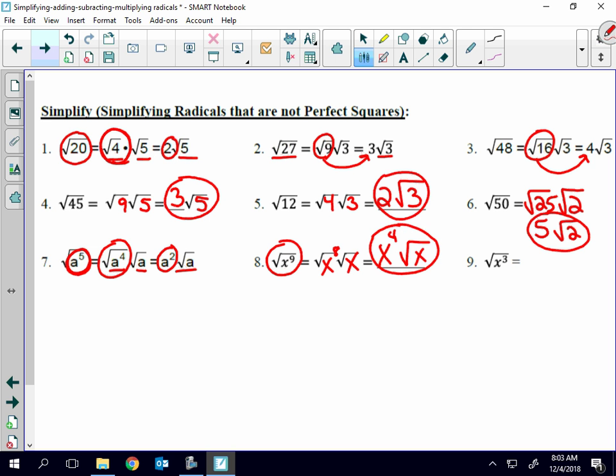All right, x to the 3rd, I'm going to write it below here because I have some more room. You can write it wherever you want. We have an x to the 2nd power and another x to make it x to the 3rd. Well, I can take the square root of x squared, which is an x. I'll write it over here, x. And then we have another leftover radical x.